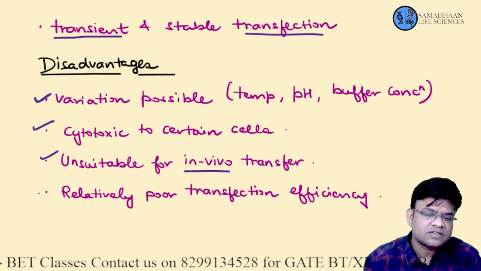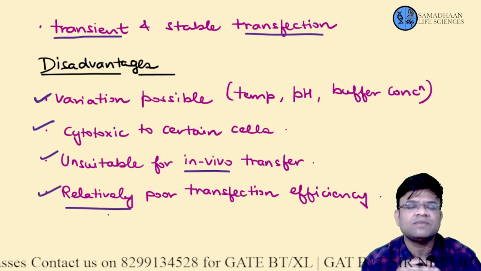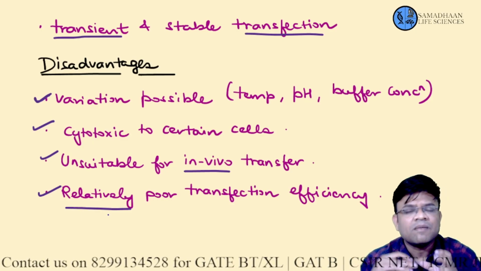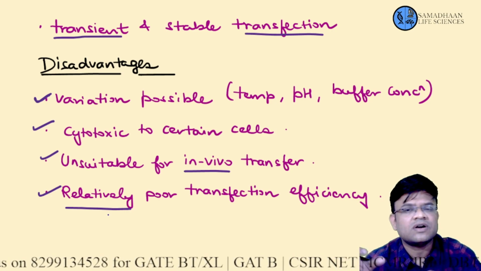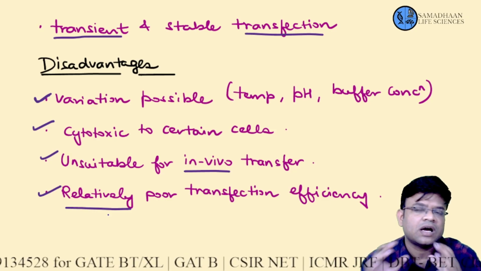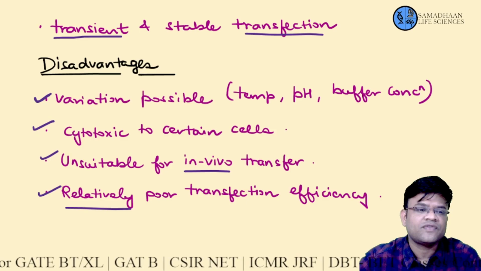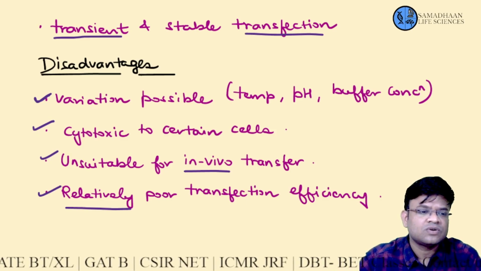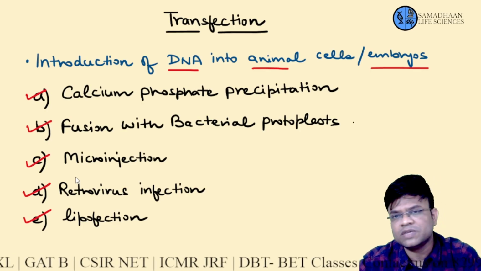Relatively poor transfection efficiency. I have written relatively over here. Relatively simply means that compared to the other chemical transfection methods, the transfection frequency is not that high. I have already told you approximately 20% transfection occurs. So these are some of the advantages and disadvantages of this transfection method. So I believe you would have got a clear understanding of the calcium phosphate precipitation method.